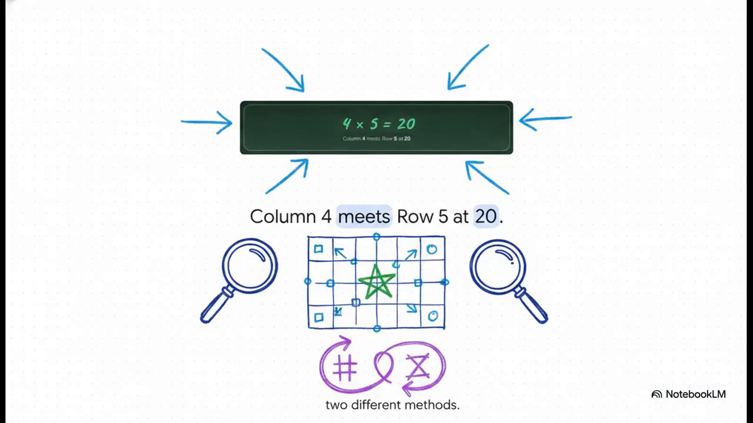And look at what we find right at that intersection. Column 4 meets row 5 perfectly at the number 20. This absolutely proves our earlier manual addition was spot on, which really locks in that confidence. You now have 2 totally different methods to arrive at the exact same mathematical truth.